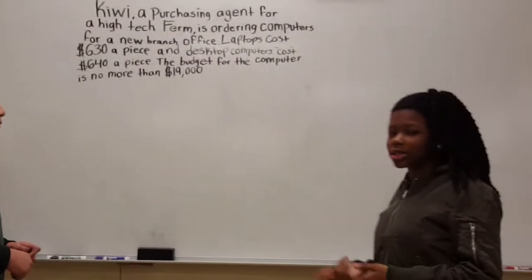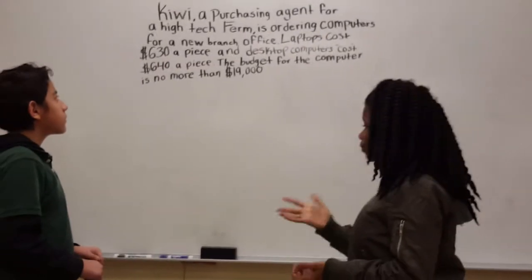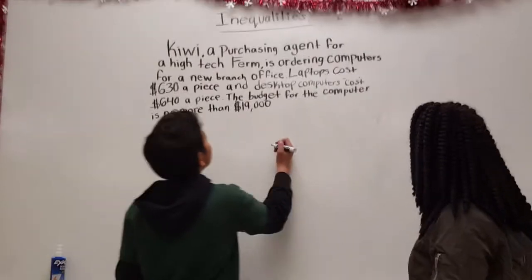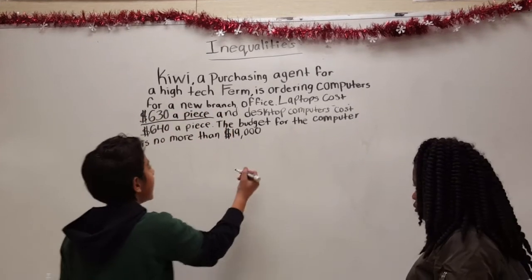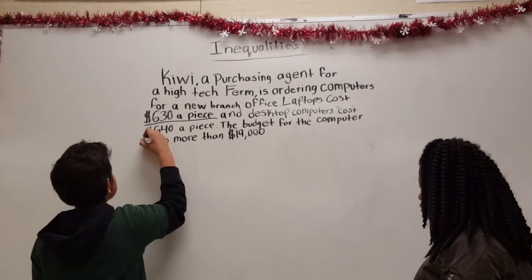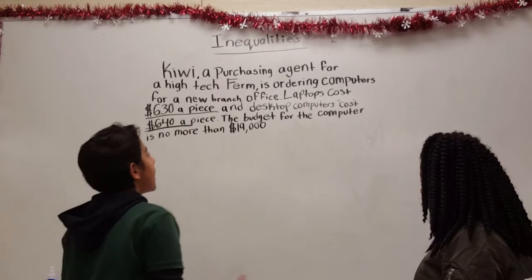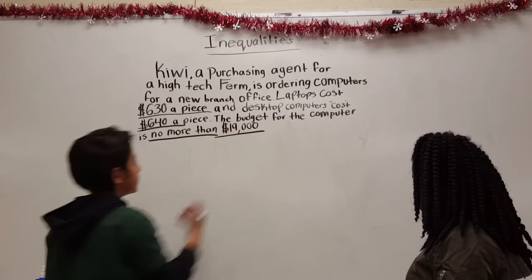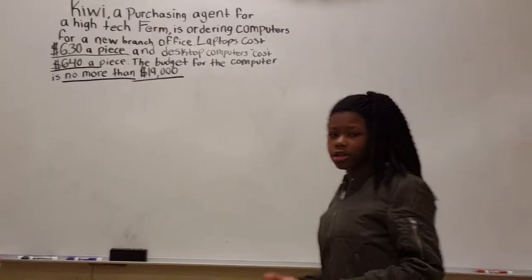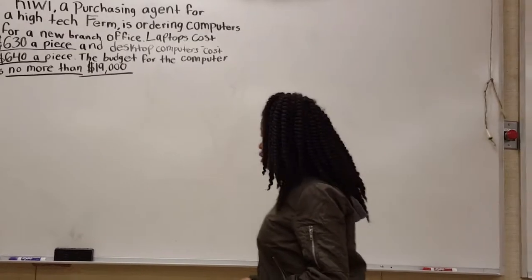So what we're going to do is annotate the information. Laptops cost $630 a piece, and desktop computers cost $640 a piece. And the budget for the computers can be no more than $19,000. So now that we know this information, we can start writing our inequality.